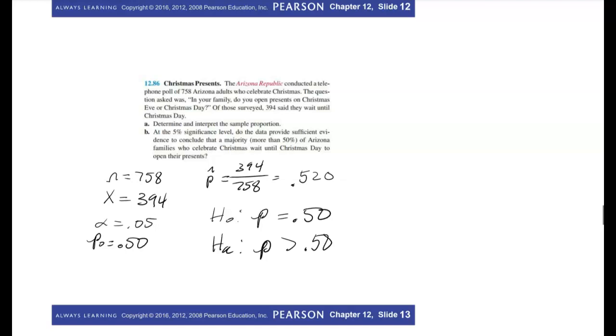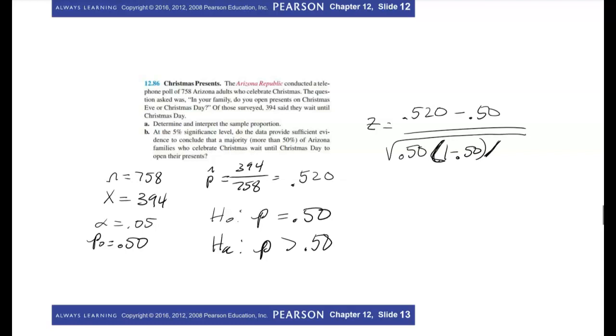So looking at your formula, our z-test statistic is going to be 0.520 minus our p sub o, which is just 0.50 in this problem. And recall that in this formula, you're going to use that p sub o times 1 minus p sub o divided by 758.